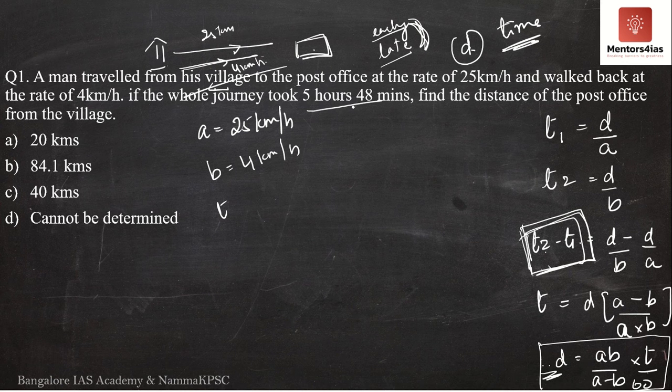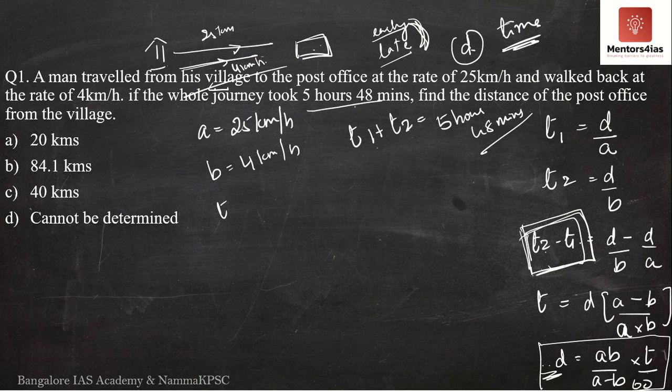But here what is it given? Here it is given that the whole journey took 5 hours 48 minutes. Meaning T1 plus T2 is equal to 5 hours 48 minutes. So instead of giving T1 minus T2, now the question is giving us T1 plus T2. The total time taken to go from the home to the post office at two different speeds, that is T1 plus T2, which is equal to 5 hours 48 minutes.